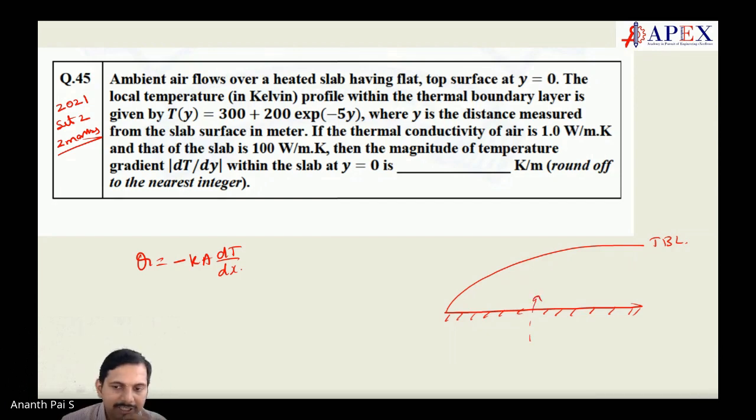So conductivity is more means dt by dy will be less or more? Less, is it not? It will be like this. Here it will be like this. The slope here, this will be more, this will be less. Temperature will almost be the same.